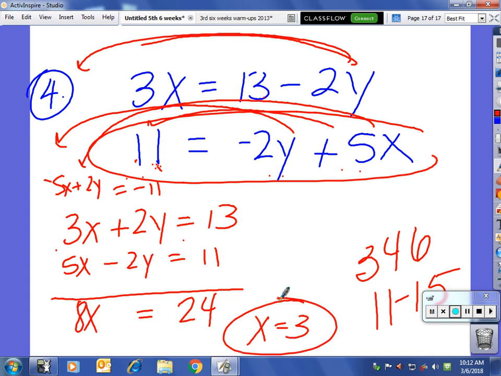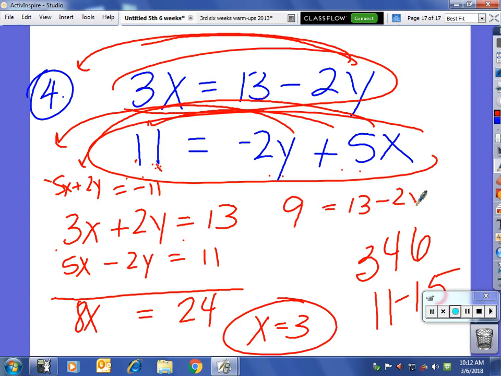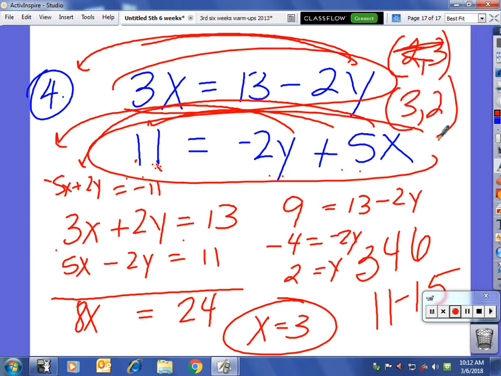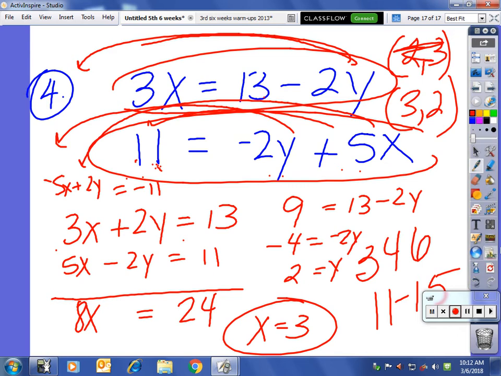All right, so x equals 3. I'm going to go back to this one right here. That means 9 equals 13 minus 2y. That means subtract 13 and you get negative 4 equals negative 2y, so y would be 2. So the point that worked here was 2, 3. All right, the answer should have been 2, 3. That's what I said, 3, 2. I think I need to just record third period. I've made too many mistakes.